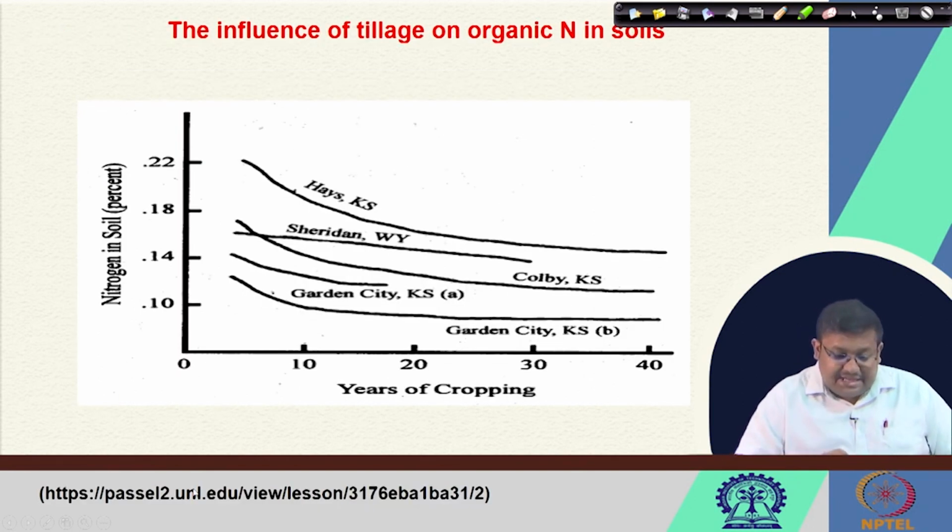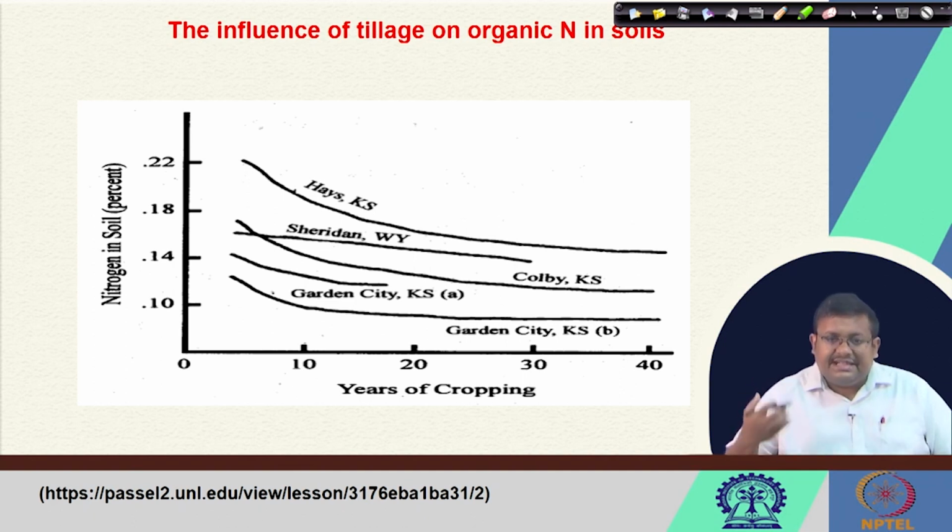Also, we can see the influence of tillage on organic nitrogen in soil. Of course, as we maintain the soil for a long duration, the nitrogen in soil will go down due to the tillage practices. When there is tillage, that influences the decomposition of organic matter, and that basically reduces the percent content of nitrogen in soil because of different types of decomposition processes.